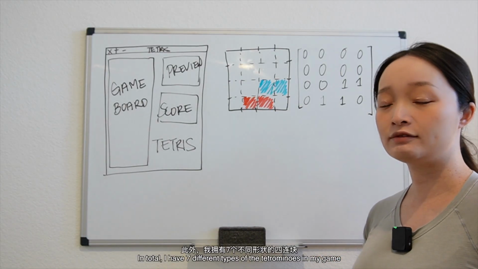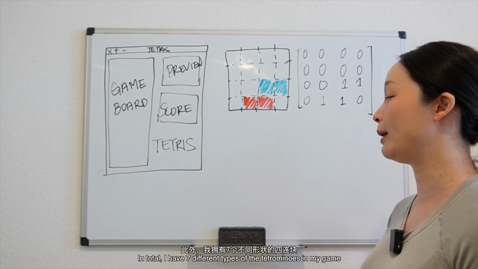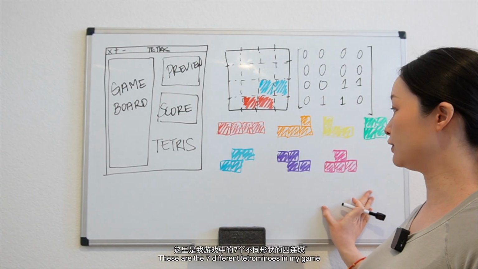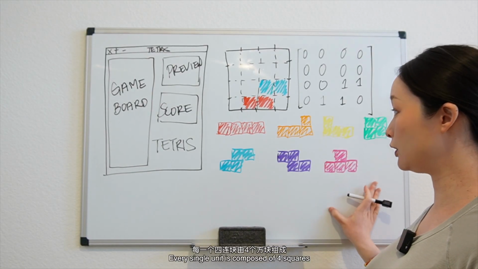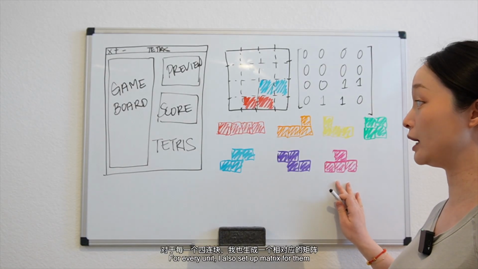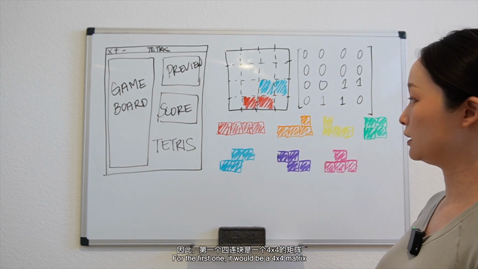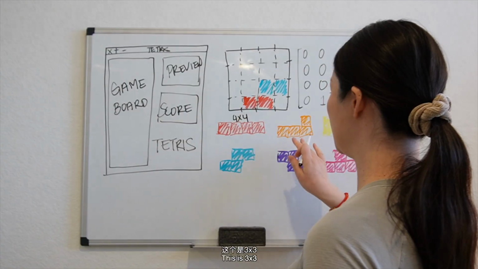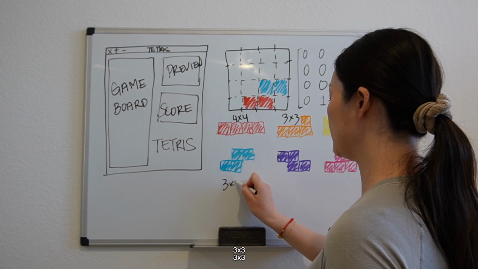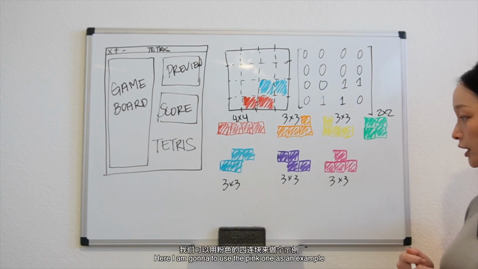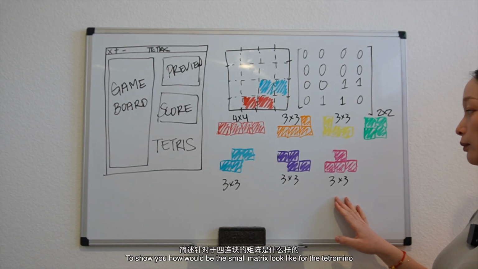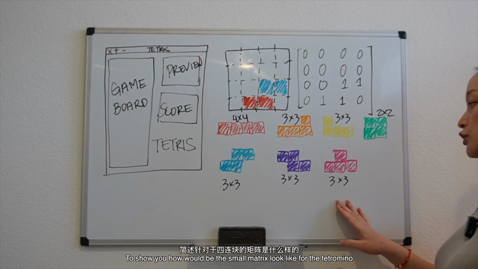In total, I have 7 different types of tetramino in my game. I'm going to list them all over here on the whiteboard. These are the 7 different tetraminos in my game. Every single unit is composed of 4 squares. For every unit, I also set up a matrix. For the first one, it will be a 4x4 matrix. This is 3x3. 3x3 for the yellow one, 2x2, 3x3, 3x3, 3x3. Here, I'm going to use the pink one as an example to show you what the small matrix looks like for the tetramino.